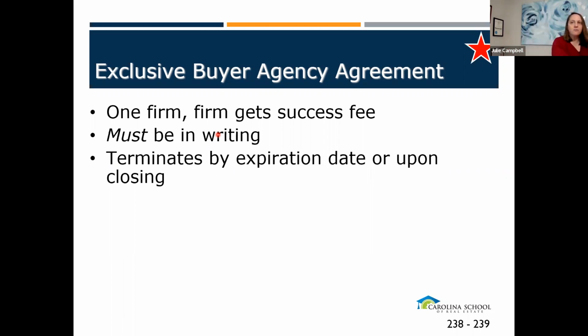One firm is hired, buyer's only dating one firm. When the buyer buys and that deed changes hands, the firm gets paid. We don't have as many reasons to terminate an exclusive agency agreement with the buyers as we do the sellers. So with our buyers, these things are either going to expire or we're going to get your buyer to closing. This is the form that we're going to look at in just a minute. Exclusive buyer agency agreement.